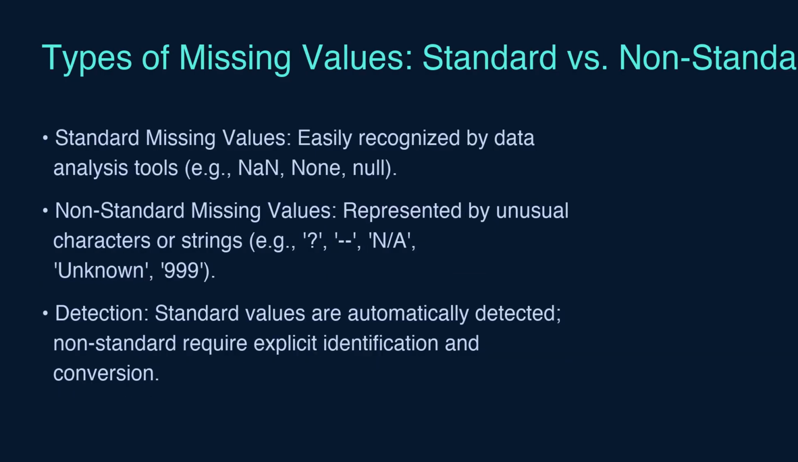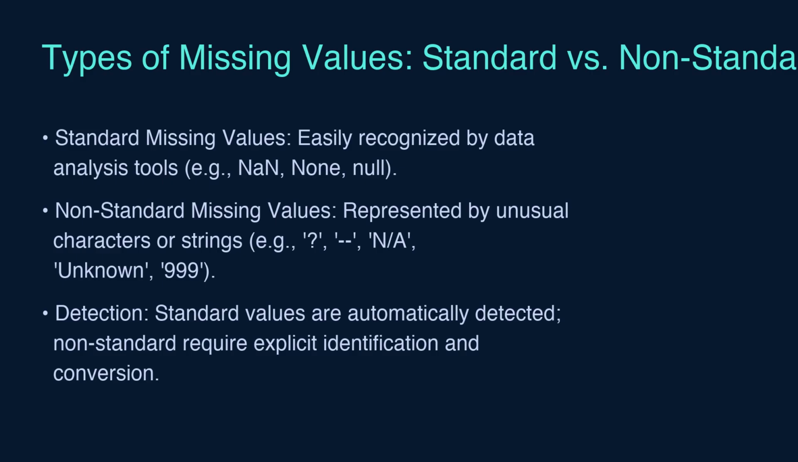When we talk about missing values, it's helpful to categorize them into two main types: standard and non-standard. Standard missing values are those that are universally recognized by data analysis libraries, such as pandas in Python. These typically include representations like NaN for not a number, None, or null. These are straightforward to detect using built-in functions, as the tools are designed to interpret them as missing.